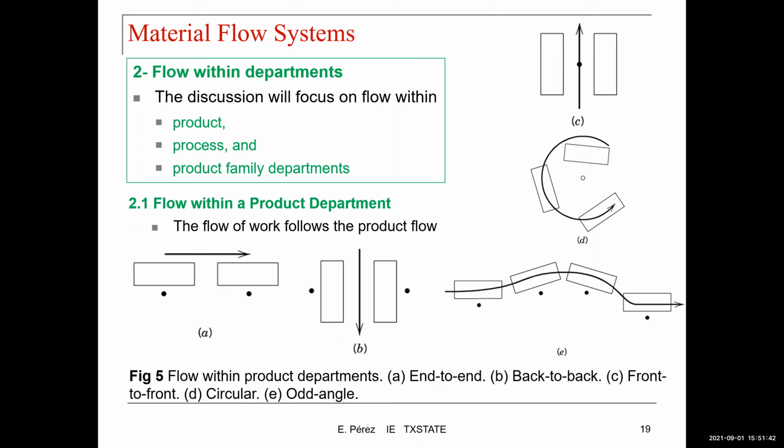Circular, as the name says, you have this arrangement of tables in a circular flow. So the product will go from one table to the other and to the other until it's completed. And finally, we have this odd angle, which is very similar to the A. The only difference is that you have a different shape, and typically this will happen because you have fixed equipment or a column in that area, so you have to accommodate that by changing the angle of the flow. Those are different ways of showing the flow within product departments.